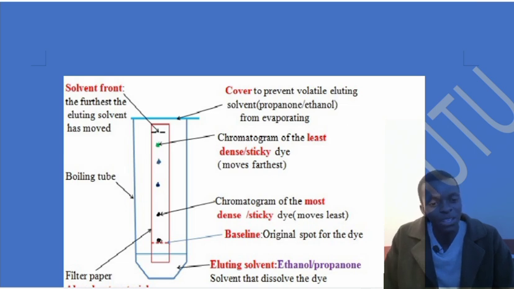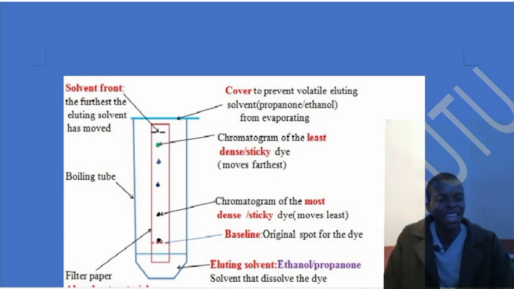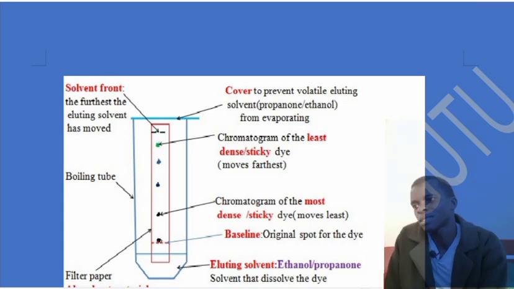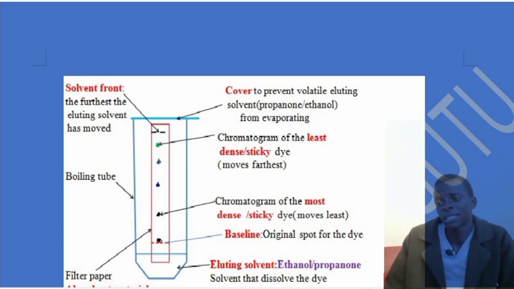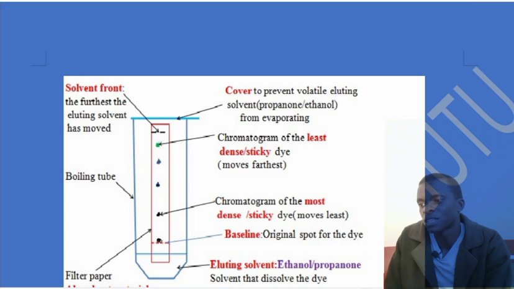We place a drop of ink at 3 centimeters. Then place down the filter paper, 10 centimeters in length, in a boiling tube. Then at just 3 centimeters, we measure 3 centimeters. Then you have the drop. Now you can see the drop is just here. Now it's what we are calling the baseline.